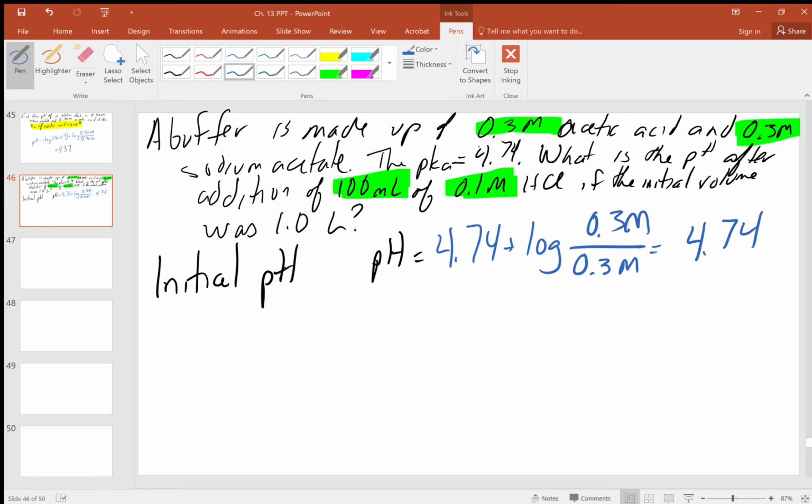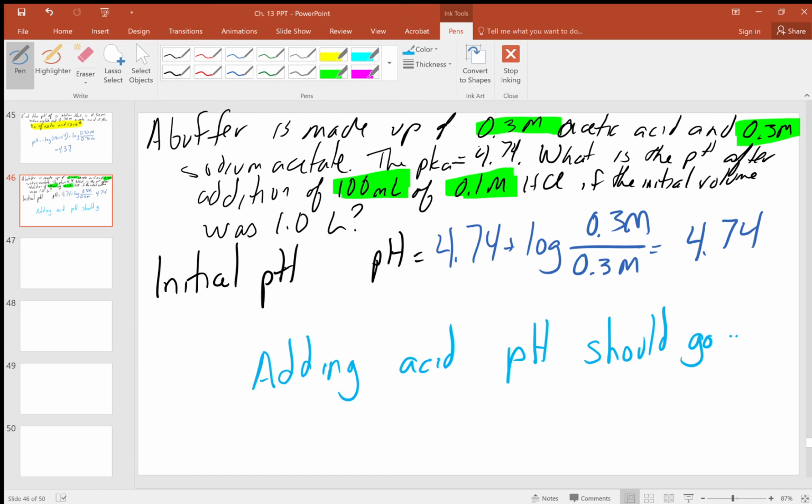And again, I try to talk about this as often as I can, but a reminder. Should the pH of this solution go up or down? Well, we're adding an acid, so the pH should go down. And in fact, if you get an answer greater than 4.74, then you've done something wrong.